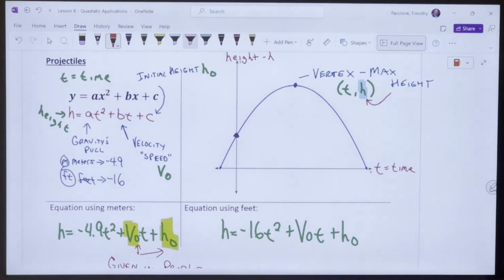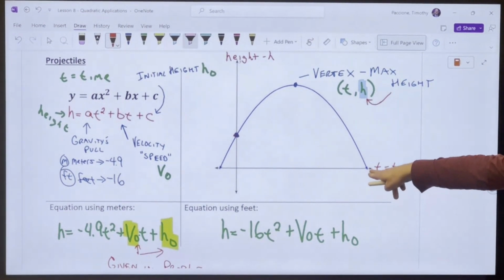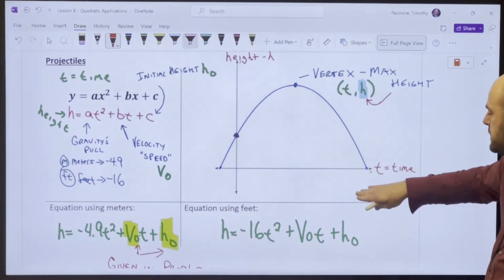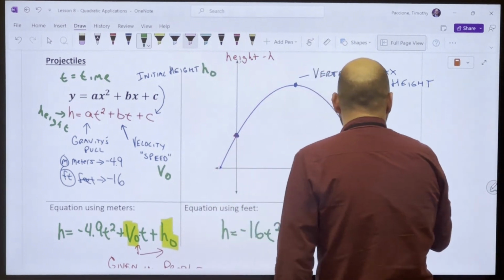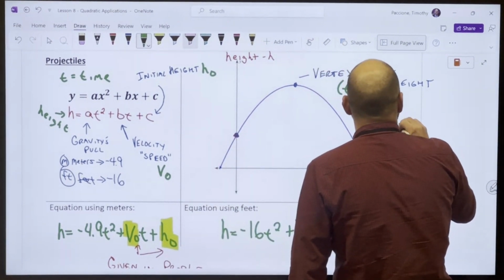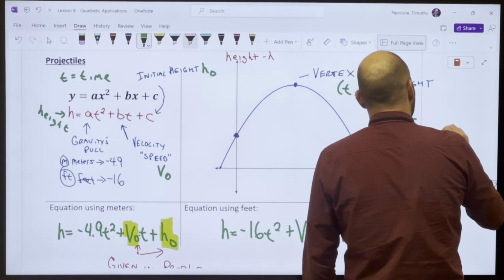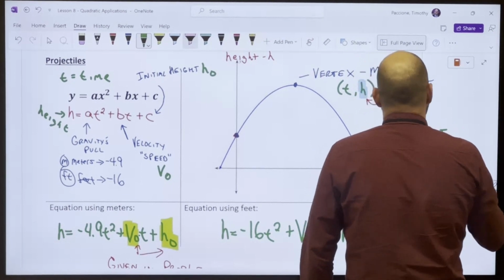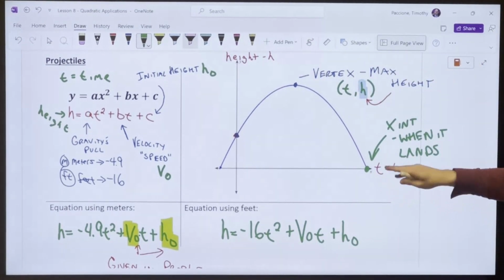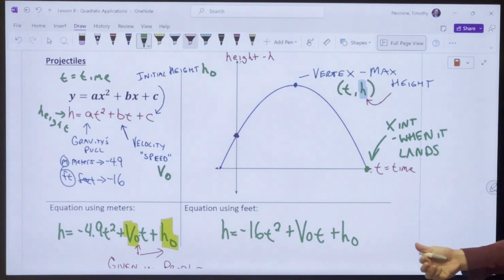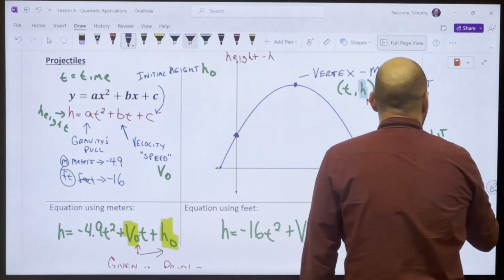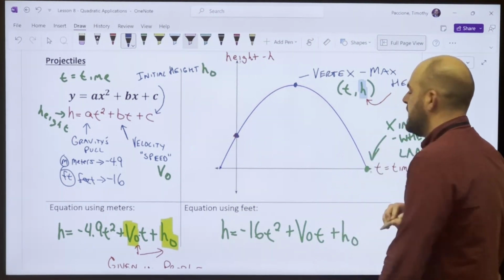What other thing might we be able to figure out? Where it lands? Well, not where it lands, when it lands, right? We could figure out the time where it lands. So what is this thing? X-intercept is when it lands, when it hits the ground. So if you can find that, you can find out when it lands. Now, what is the height when it hits the ground? 0. Which is a very important thing to know.